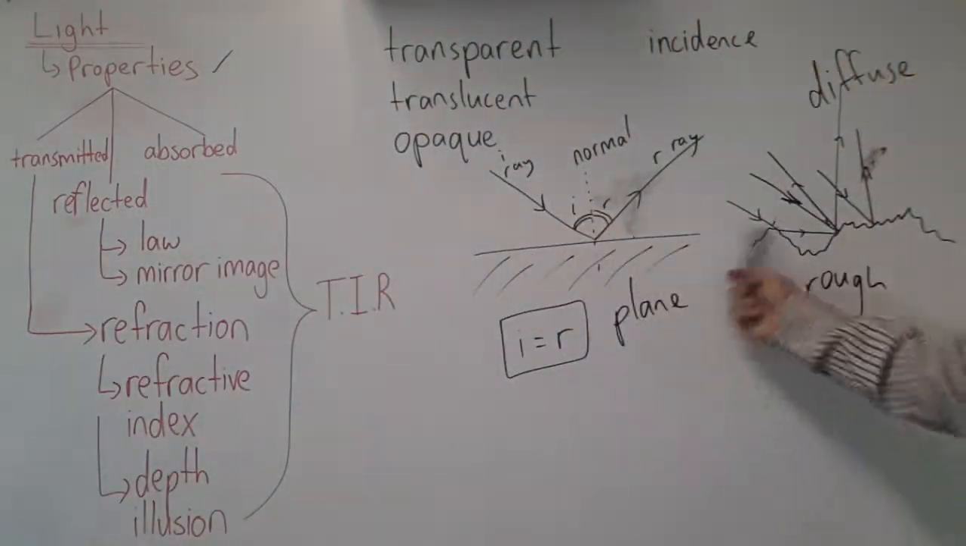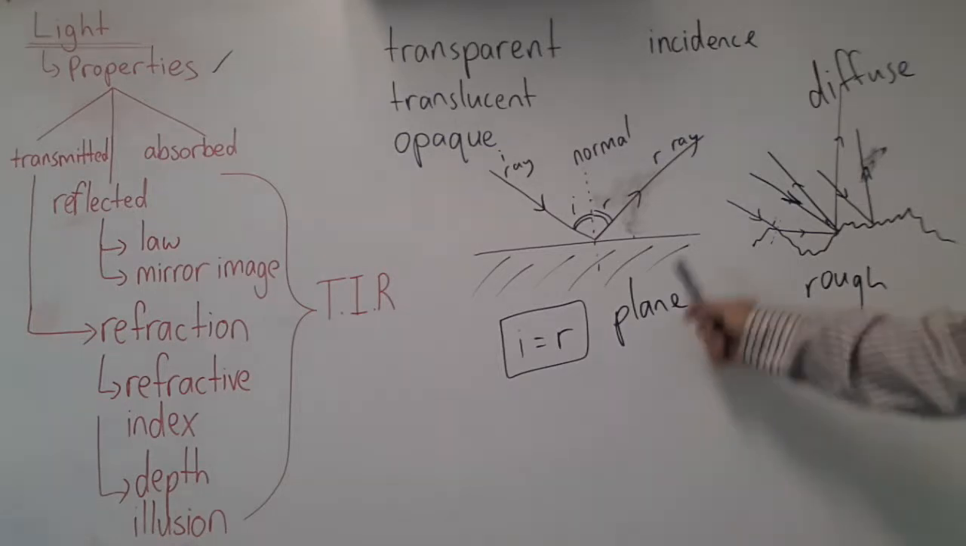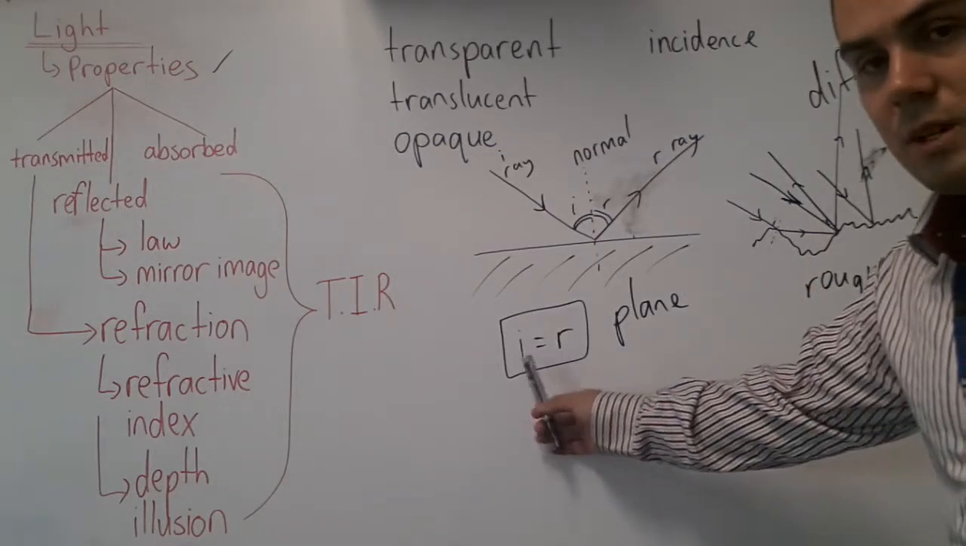So these are the two types of surfaces that I want to talk about. The law of reflection, don't forget, I equals R.